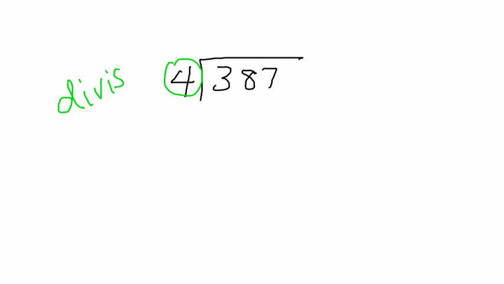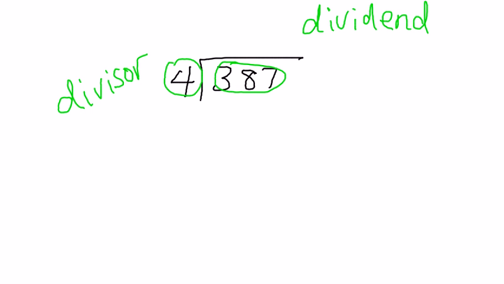I'm going to rewrite it and show the method that grade 5 students learned today called partial quotients. And just a little reminder that this number is the divisor, 387 is the dividend, and the answer to the question is the quotient.